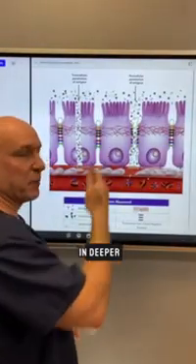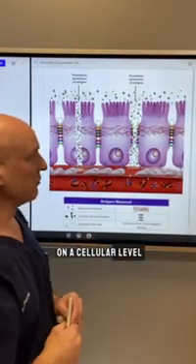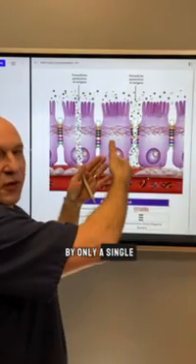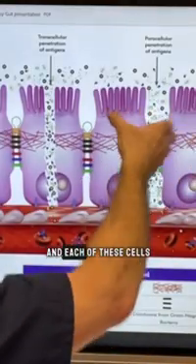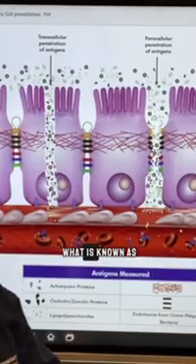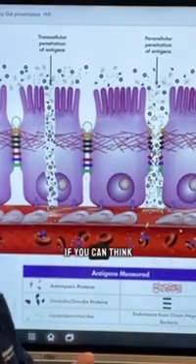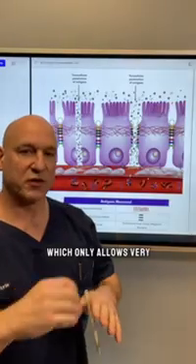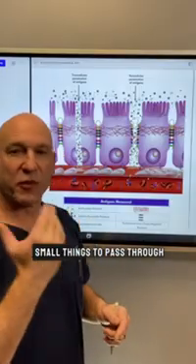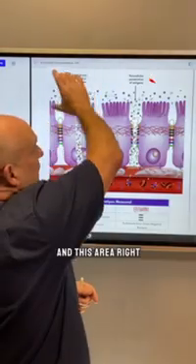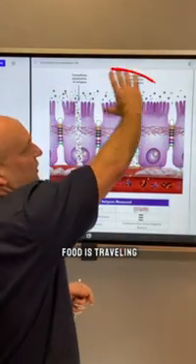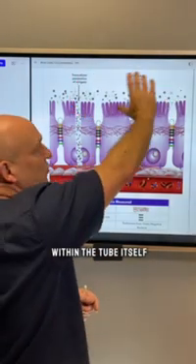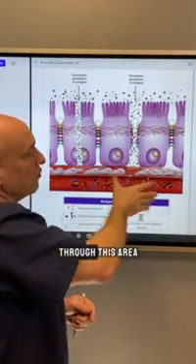If we go in deeper and look at this on a cellular level, we can see that the inner lining of the digestive tract is made up of only a single layer of cells. Each of these cells is held together by what is known as a tight junction. You can think of the tight junctions like a screen door in a house: very small holes which only allow very small things to pass through. This area right here is where the food is traveling to be digested, and it should stay within the tube itself and not pass through this area.